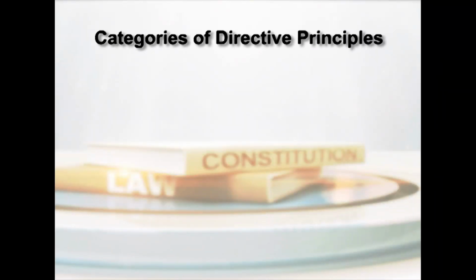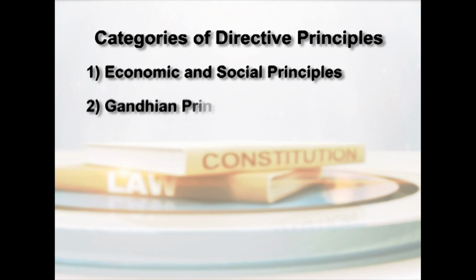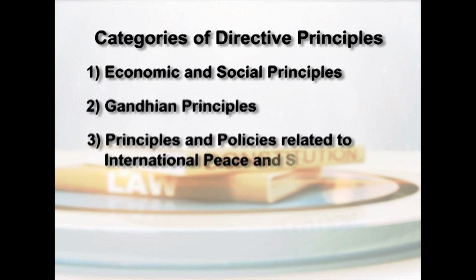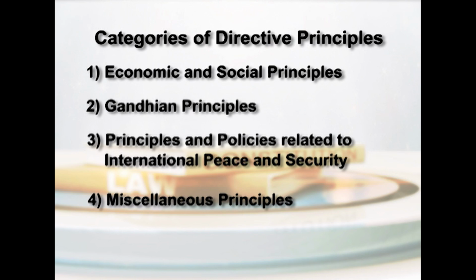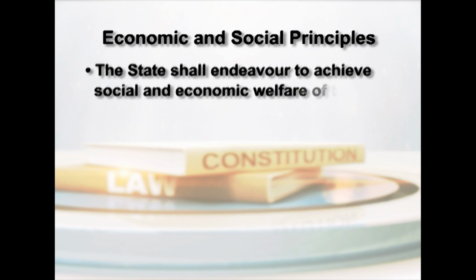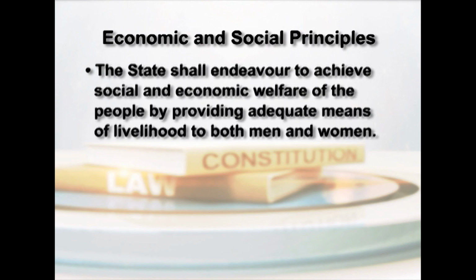Directive principles of state policy can be grouped together into four categories. These are the economic and social principles, the Gandhian principles, principles and policies related to international peace and security, and obviously there are certain miscellaneous principles. Let us now start with economic and social principles. It has been declared that the state shall endeavor to achieve social and economic welfare of the people by providing adequate means of livelihood to both men and women.